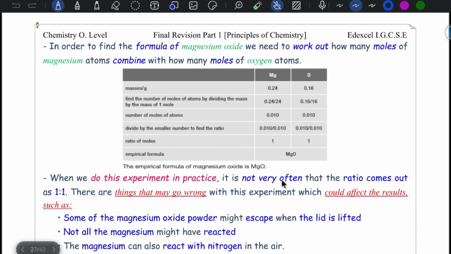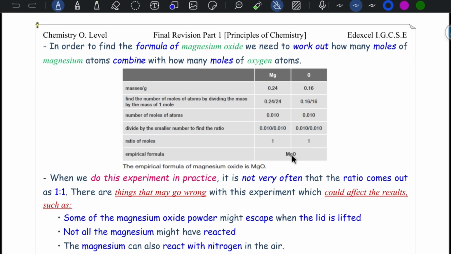In order to find the formula of magnesium oxide, we need to work out how many moles of magnesium atoms combine with how many moles of oxygen atoms. Just use masses. We just calculate masses and divide by the mass of 1 mole, for each one: 24 for magnesium and 16 for oxygen. You will find 0.01 for both of them, and dividing by the smallest gives the ratio 1 to 1.